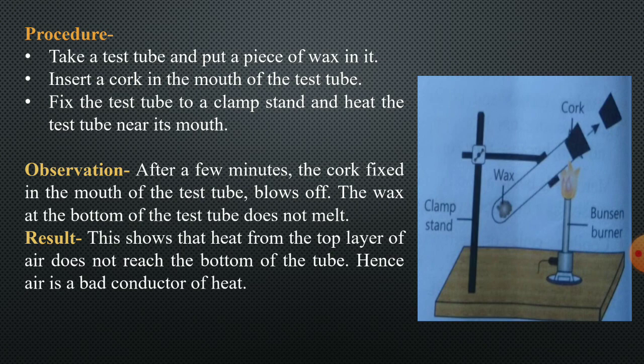Because heat from the top layer of air does not reach the bottom of the tube. The hot air near the top, which blew off the cork, will not come to the bottom of the tube. It means air is a bad conductor of heat. It does not conduct heat from the top layer to the bottom layer. It means that air is also a bad conductor of heat.